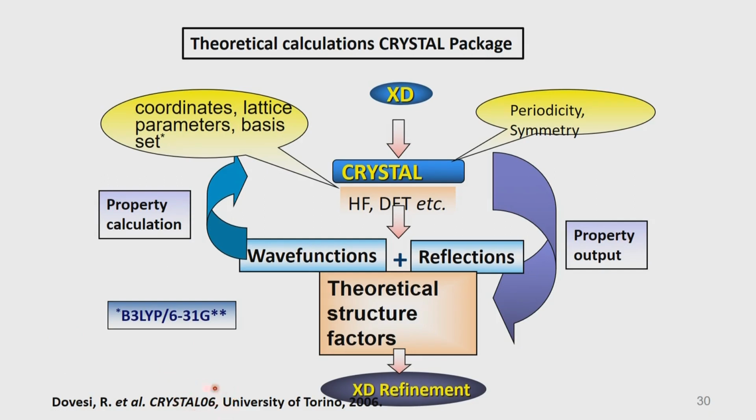We have Crystal 17, which is the one we should be having, and the theoretical calculations can be performed, and we can use the package XD, which is the charge density package. So, when we take the charge density package and use this program Crystal from it, we feed in the coordinates, the lattice parameters and the basis set. Then periodicity and symmetry are brought into this system. We can use Hartree-Fock and DFT etc. to calculate the wave functions and reflections.